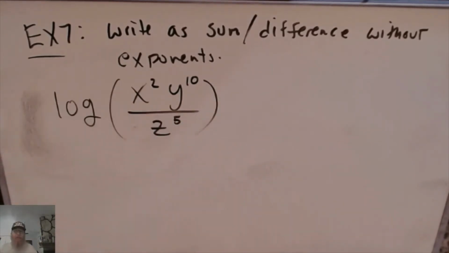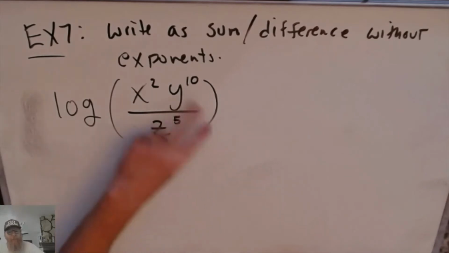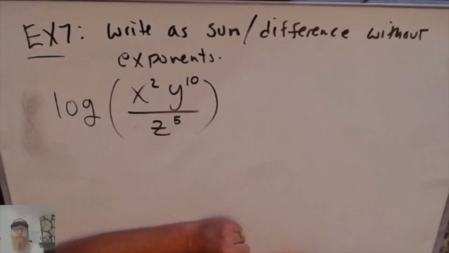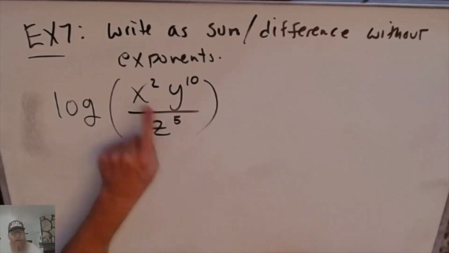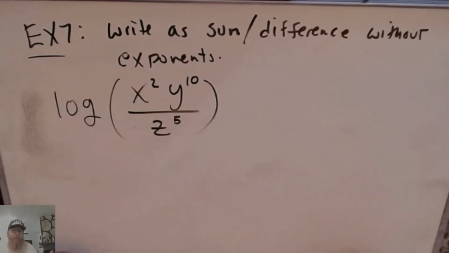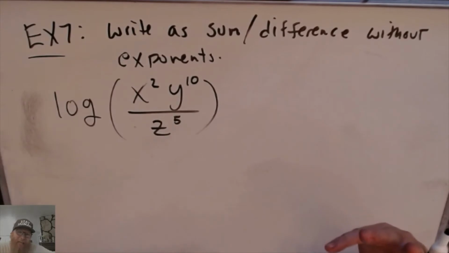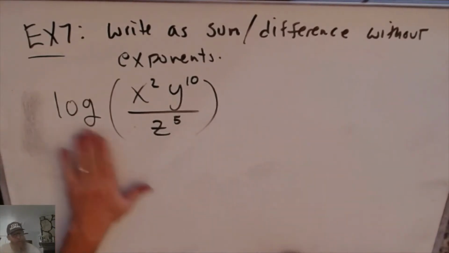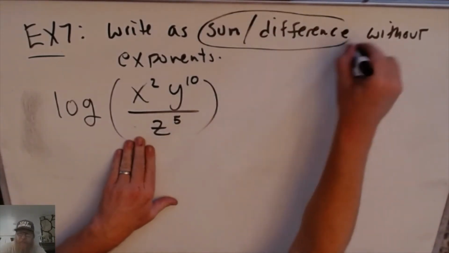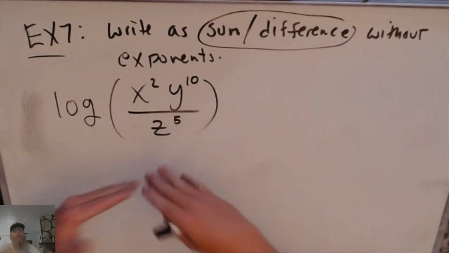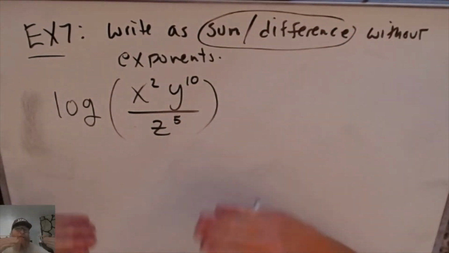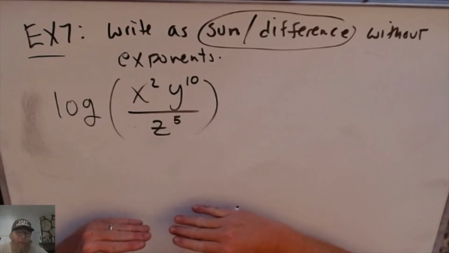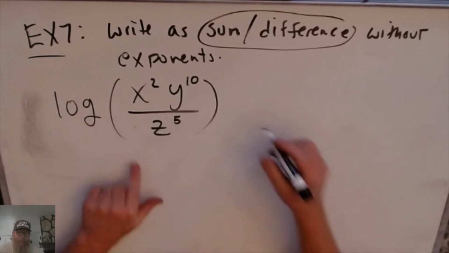X, Y, Z. So we have 3 variables here and 3 different exponents to get rid of. Exponents typically go last. That's the last thing you're going to do. That's why we don't do please excuse my dear Aunt Sally, because in that order, exponents would be second. We're going to first use the sum or the difference properties. Then we're going to do the exponent properties last. It's one of the reasons why when I gave you the 3 properties, I put that property last.